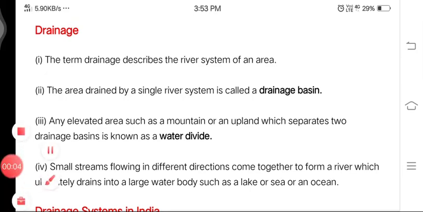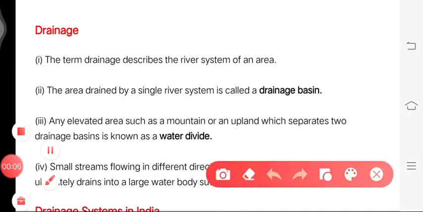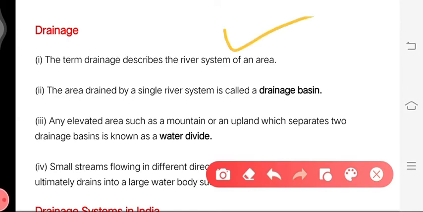This is the third chapter in class 9 geography. So firstly we understand what is drainage. The term drainage describes the river system of an area. So what is the river system?